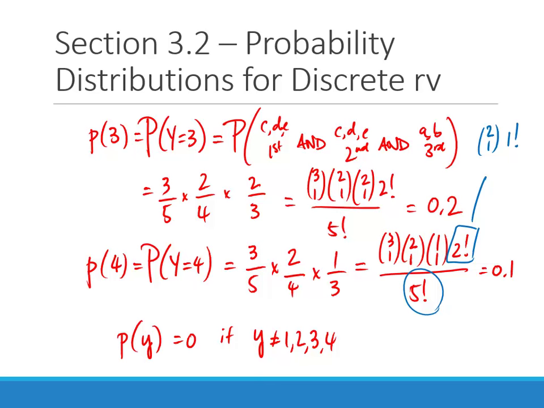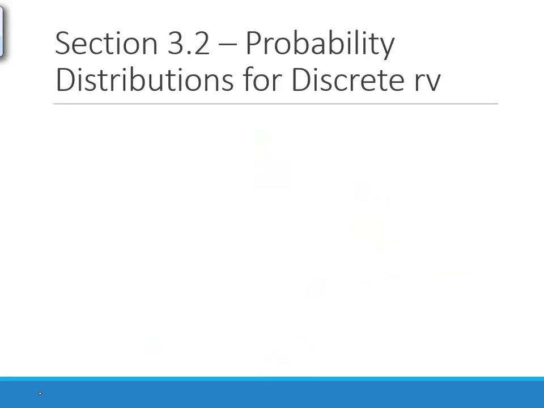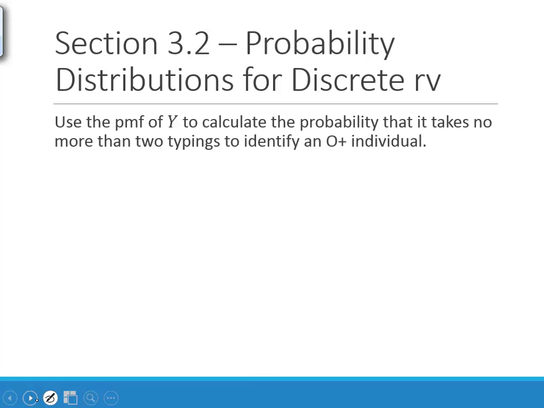Okay, so we have our PMF now, our probability of each one of these things. And we can now use that PMF to answer a question. So this is the tail end of that example. We want to use the PMF of Y to calculate the probability that it takes no more than 2 typings to identify an O-positive individual. If you were given that question straight up without thinking about each option, that'd be pretty hard. But now that we've done all the work of figuring out the PMF, then this probability is pretty easy to calculate.